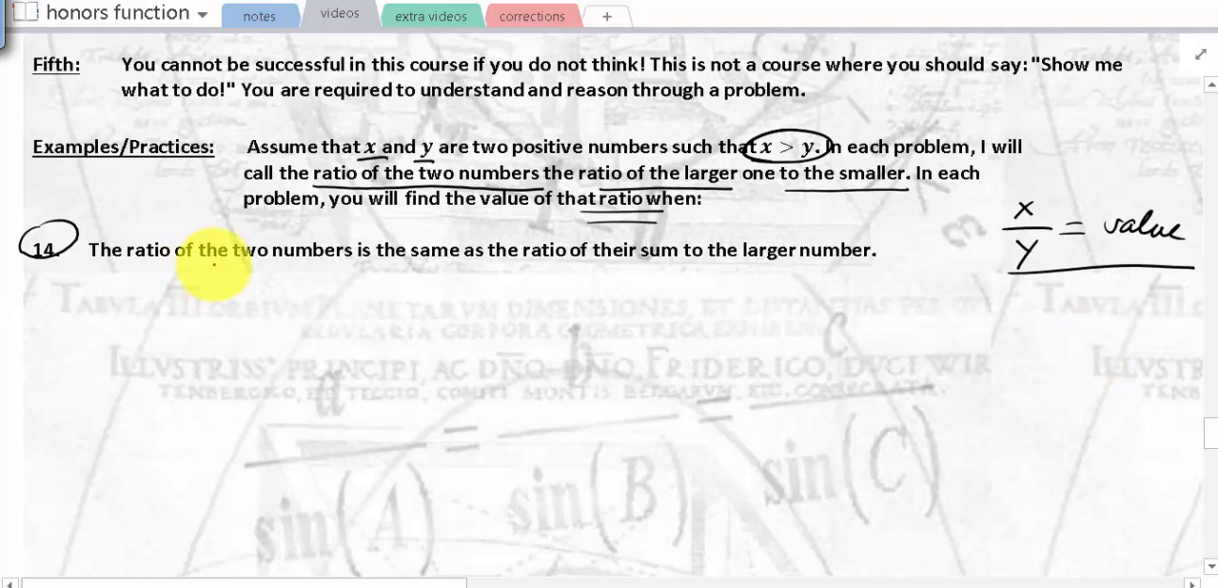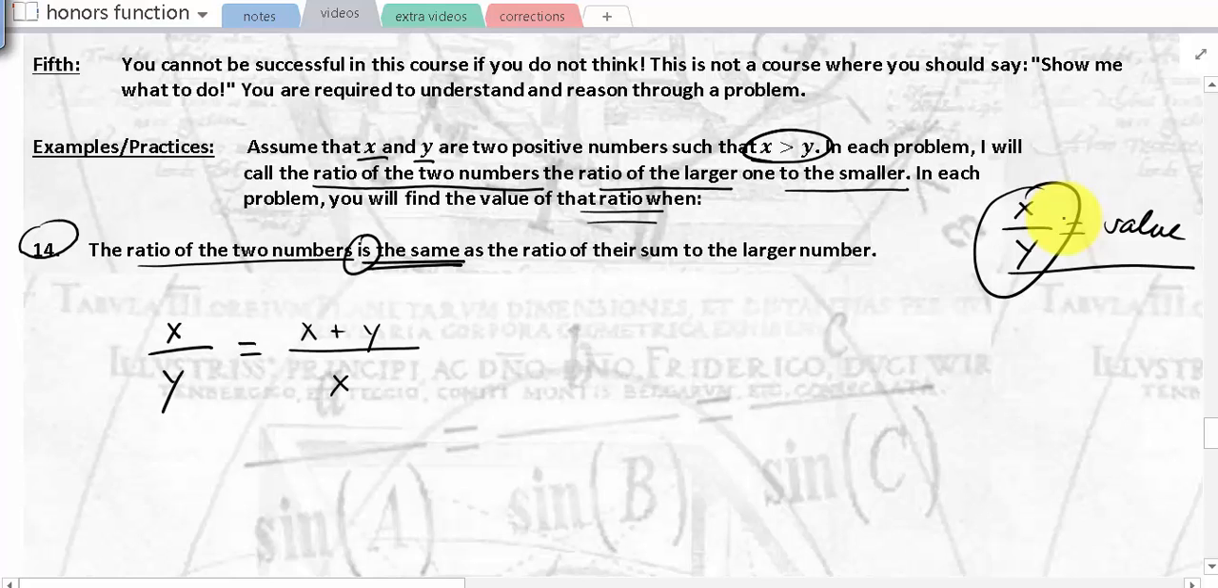All right. The ratio of two numbers is the same as the ratio of their sum to the larger number. So the ratio of two numbers, we said that's x over y, right? Is the same, so that's equal, as the ratio of their sum to the larger number. So x plus y over, what's the larger one? Over x. And what do you have to find? You have to find the value of x over y. So I need to find this value right here.